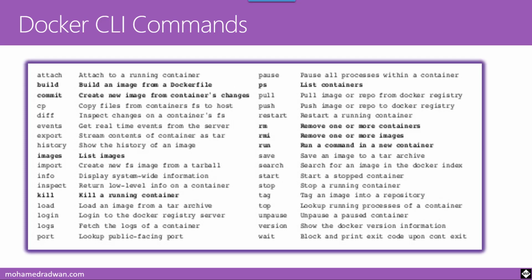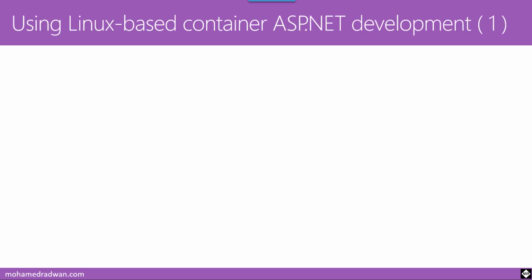So those are other Docker CLI commands. What I explained is not all the Docker commands. There are other important commands, for example, load, which loads an image from a tar archive, import, which creates a new file system image from a tarball, port to look up the public facing port, and many other commands. So, using a Linux-based container for ASP.NET development.